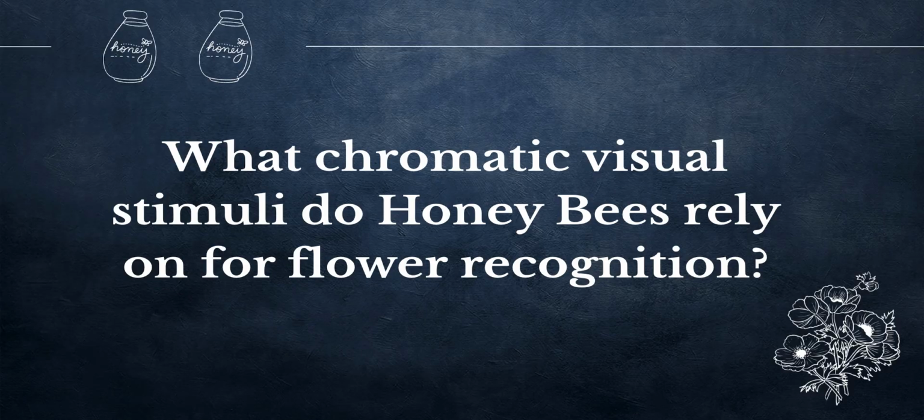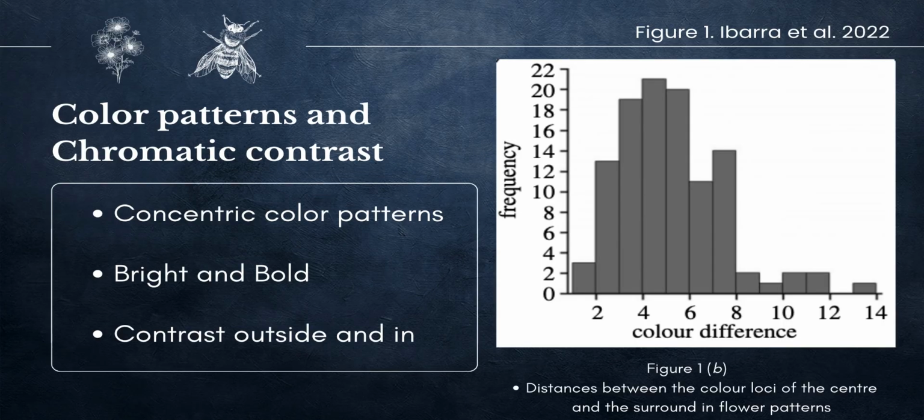The question we will be investigating in this presentation is, what chromatic visual stimuli do honeybees rely on for flower recognition? This concept was researched in a study where researchers extracted and analyzed chromatic cues from color patterns of flowers as seen through the eyes of the honeybee, then tested how bees discriminate and recognize two-color concentric patterns in behavioral experiments. They did this by first training the bees to associate a reward, a sugar solution, with colored visual concentric patterns commonly found in flowers, maintaining color combinations against a gray background, and setting the stage for behavioral experiments.